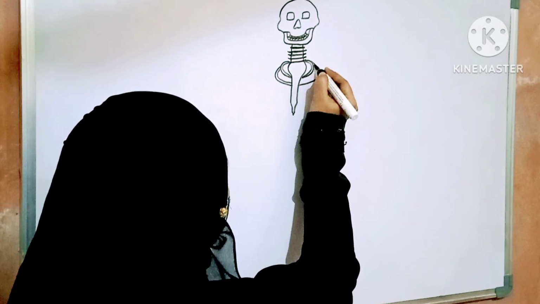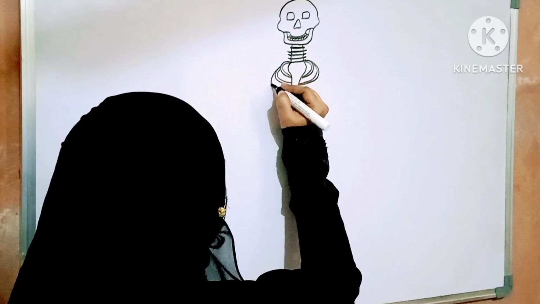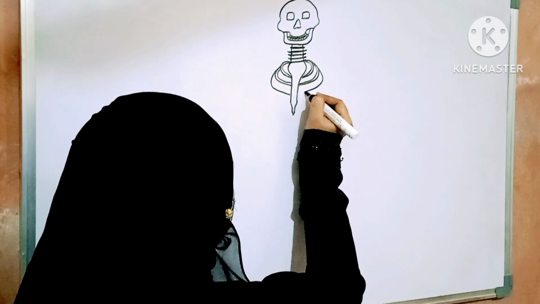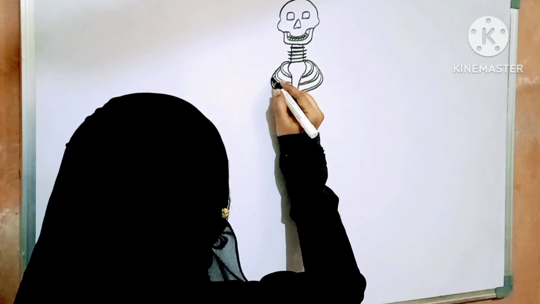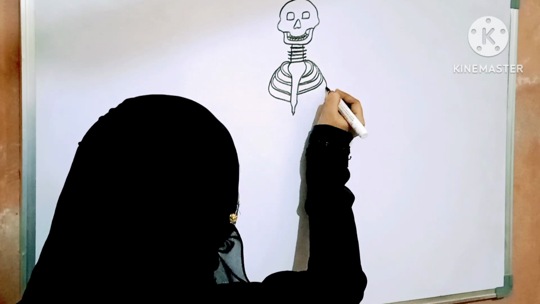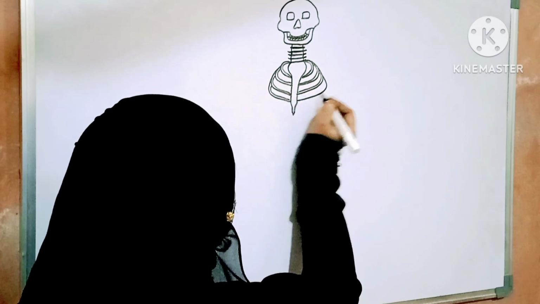What are the uses of this backbone? They support the entire body. It is a very important set of bones. It helps us to bend and twist our body, isn't it? And it is hollow in shape.